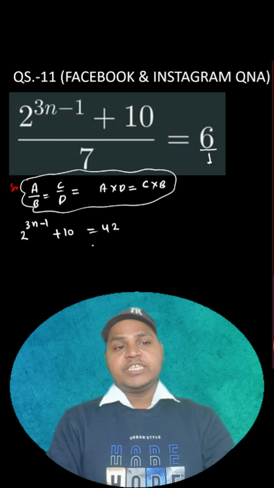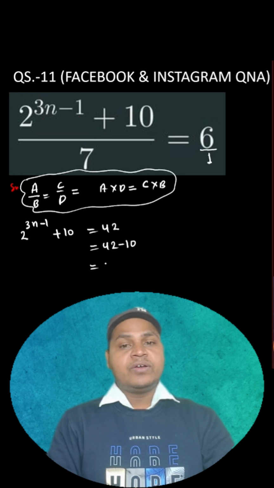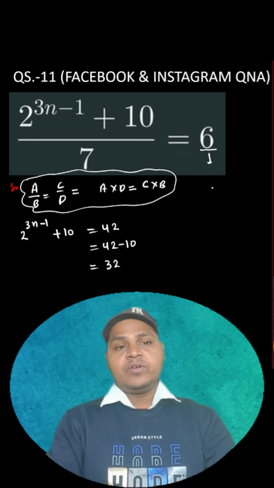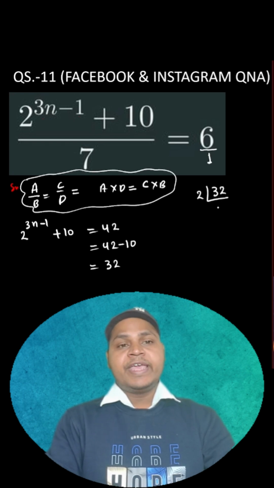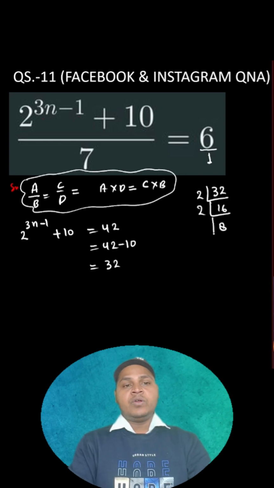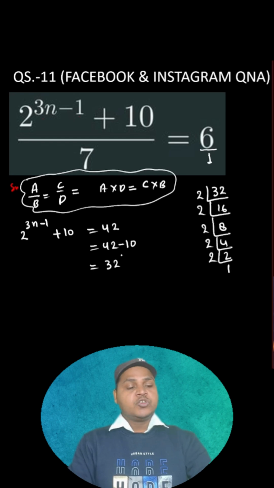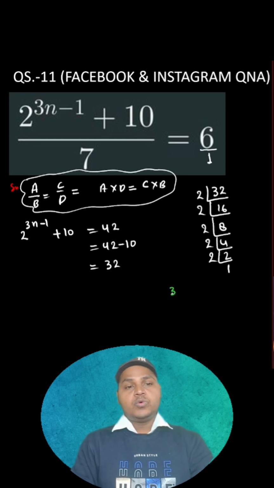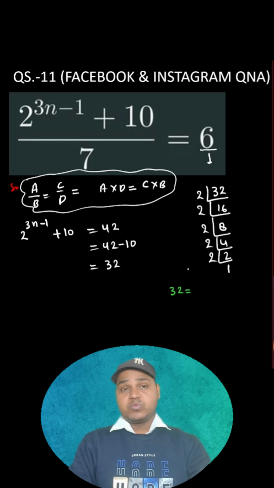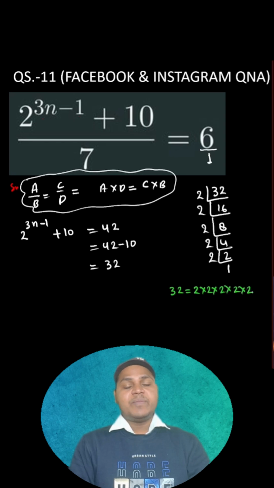Now this 10 is transferred to the other side, because it is positive here, so it becomes negative. We subtract and get 32. We also know the factors of 32: 32 divided by 2 gives 16, divided by 2 gives 8, divided by 2 gives 4, divided by 2 gives 2, and 2 divided by 2 equals 1. So 32 is 2 multiplied by itself 5 times, which gives 2 to the power 5. So in place of 32 we write 2 to the power 5.